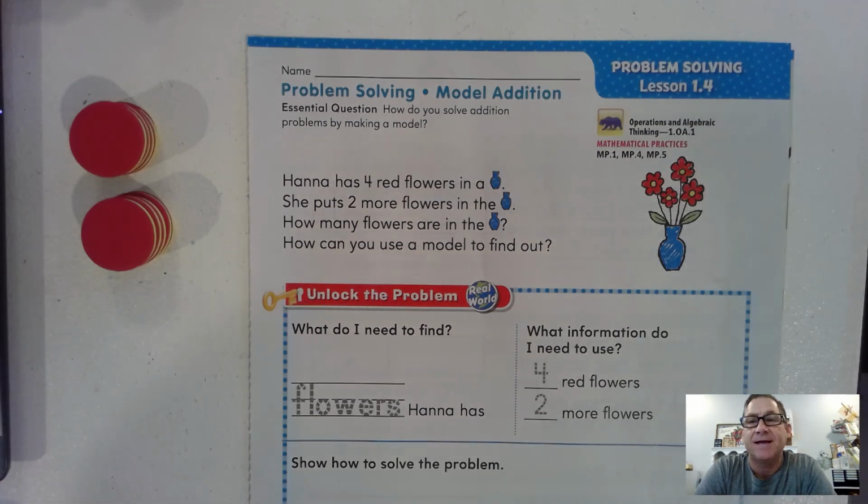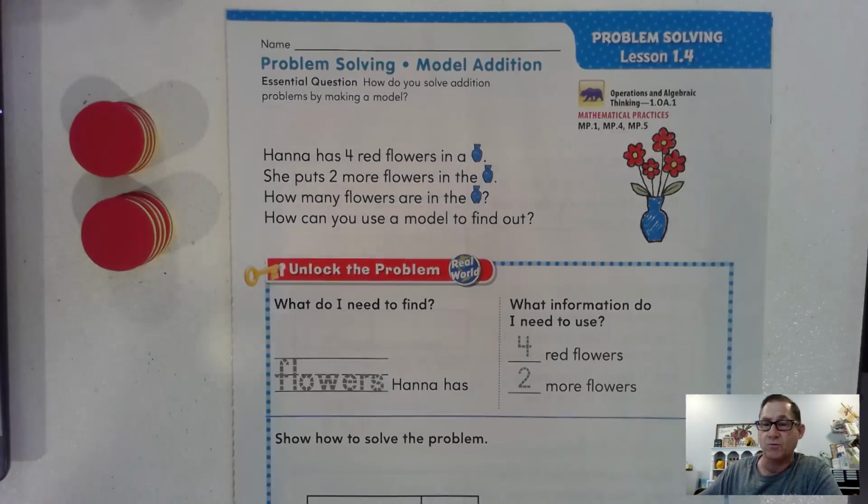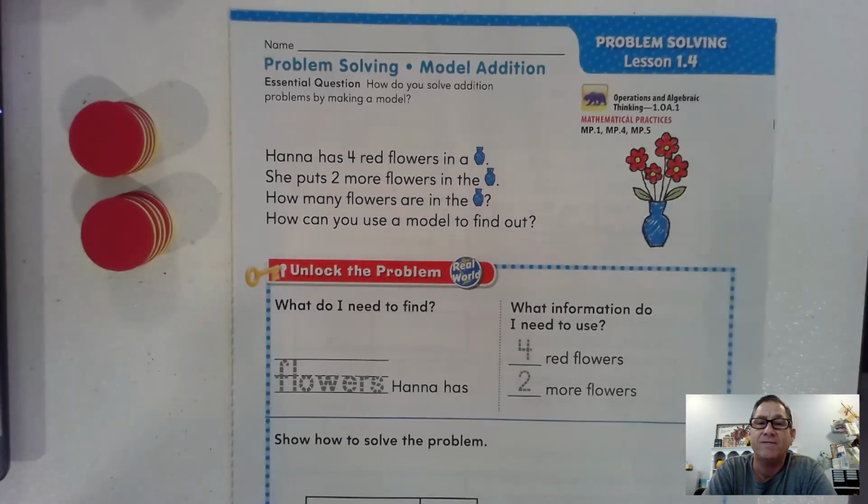Hello everybody. In today's lesson, lesson 1.4, problem solving, we're going to be working on another way to model addition. This is the third different way we've talked about. In our first lesson we talked about using connecting cubes. Then in our last lesson we talked about using counters. And in today's lesson we're going to talk about using something called a bar model. We're on page 25 of the first grade Go Math textbook, so let's go ahead and get started.